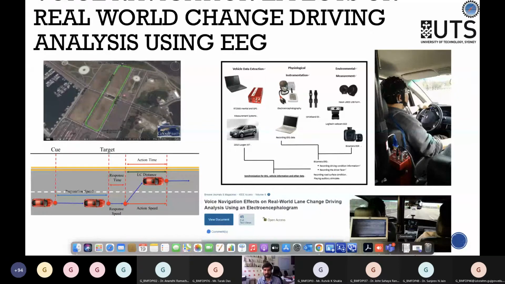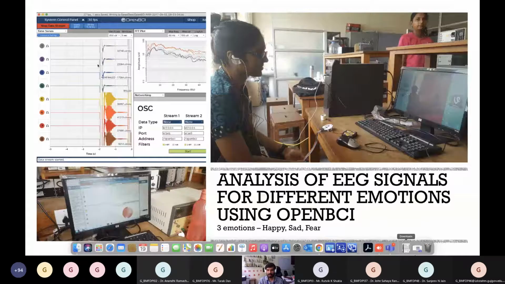So we came up with an analysis using that, and we published a couple of papers in IEEE Access on this result. So you can check that paper for details. It's available online and it's open access.